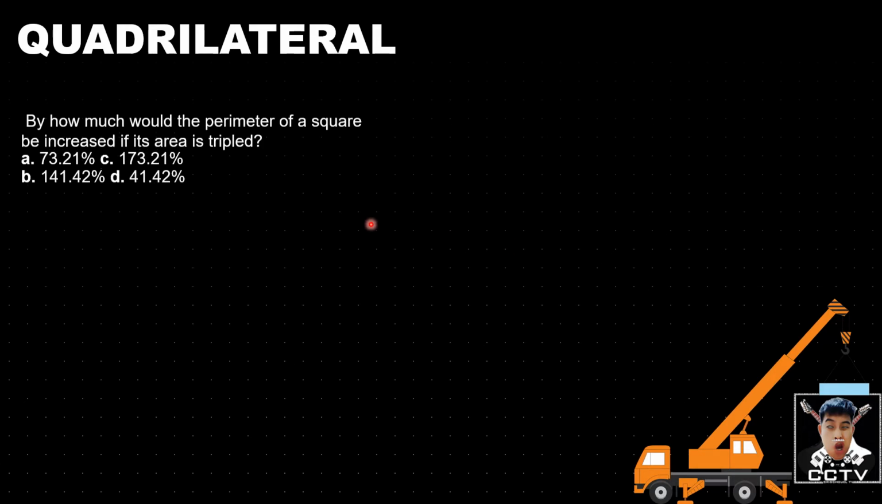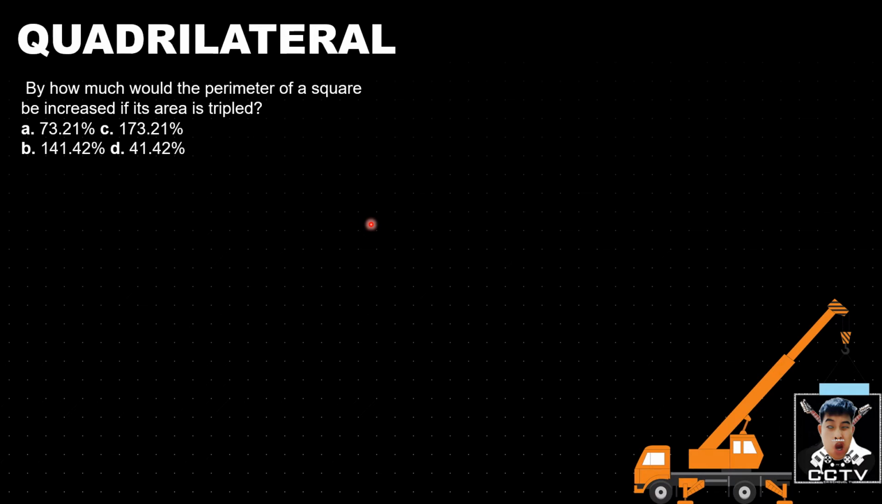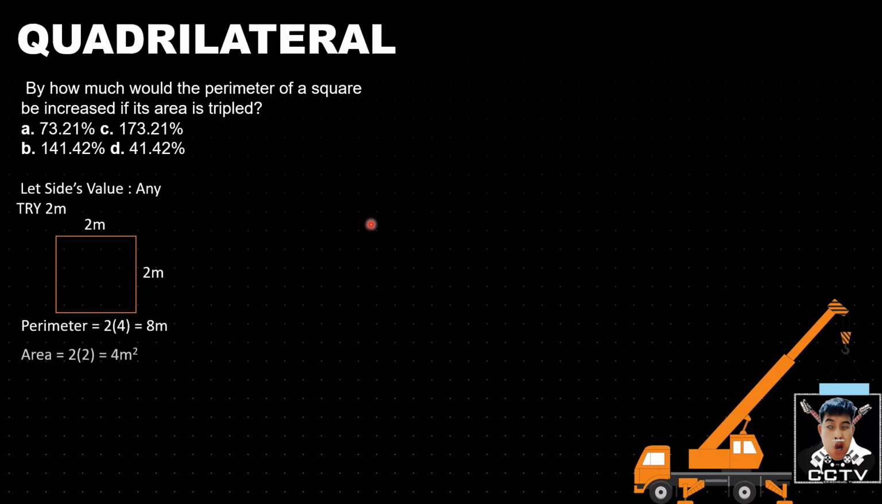Another example. By how much would the perimeter of a square be increased if its area is tripled? Ilan daw yung ilalaki ng perimeter ng square pag yung area is na triple? Maglelet lang tayo ng any value for the sides and let's try 2 meters. 2 meters yung square. Ang perimeter niyan is 8 meters. Ang area niyan is 4 square meter. Pag tiniriple mo yung area, lalabas yung 12.